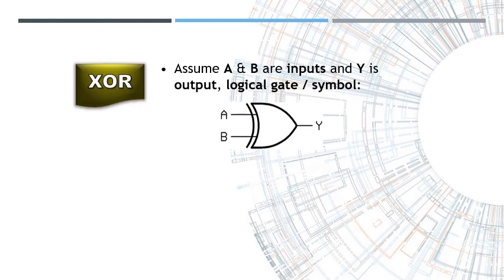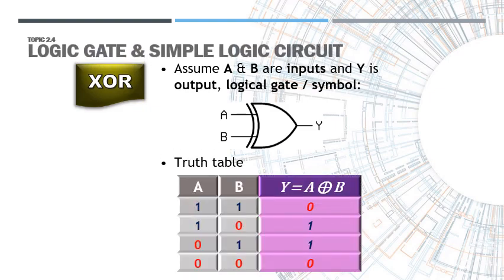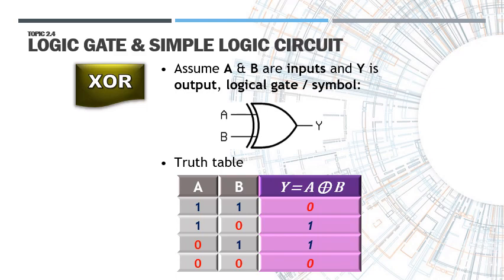The symbol. This is the symbol of exclusive or. The truth table, which is input 1, 1, so there will be 0 because they are the same. This one is 1, 0, so it will be 1. If they are different, they will be 1. If they are the same, it will be 0. So this one is the same, so the output will be 0.